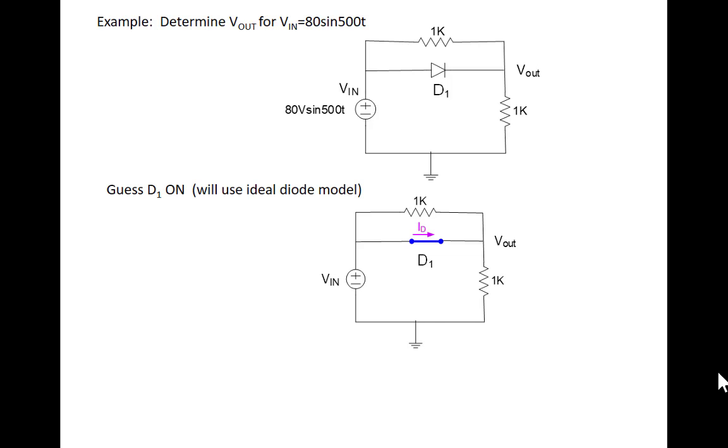And the diode current is the current flowing from the anode to the cathode, so you've got to keep track of the orientation of that current. If I would have put the 0.6 volt model in, I'd just have a 0.6 voltage source here instead of 0 volts.